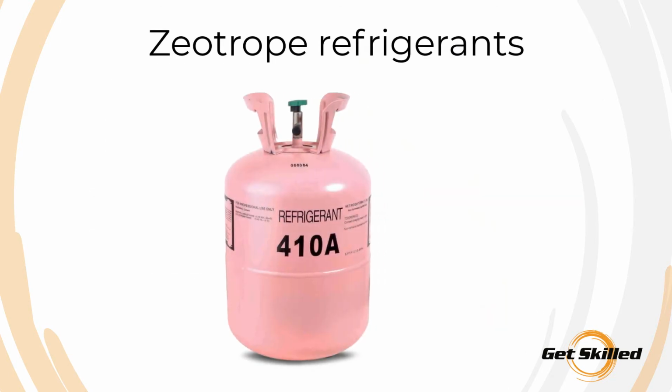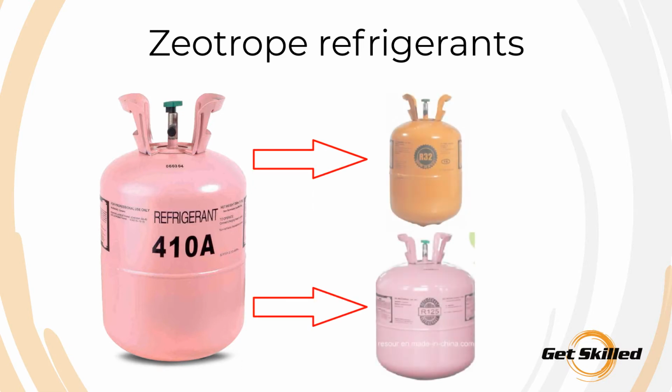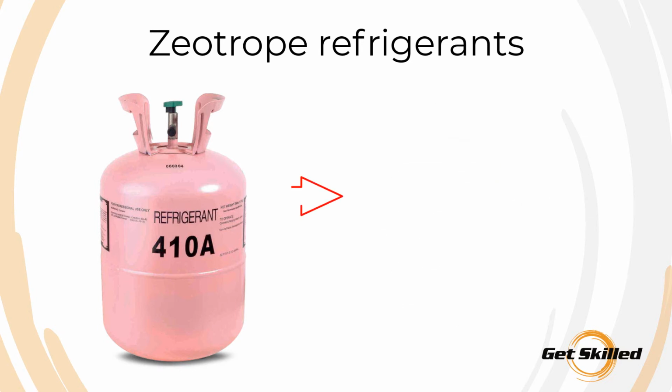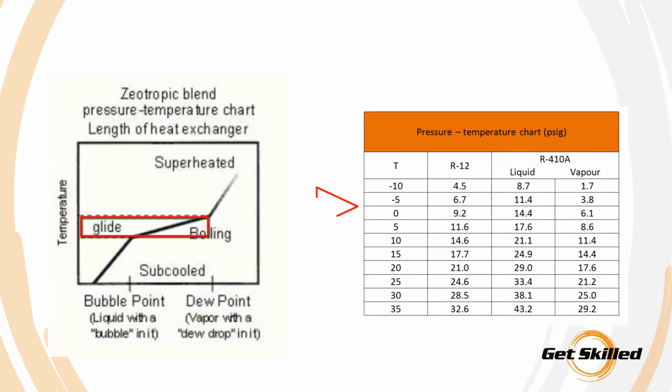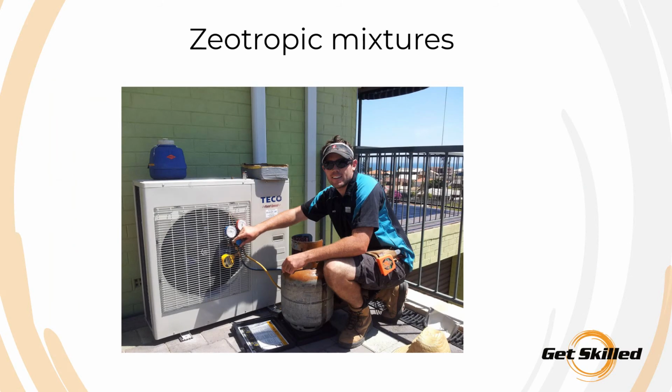Zeotrope refrigerants are also like azeotropes, as they are a blend of two or more single-component refrigerants. These zeotrope blended refrigerants boil and condense at a range of temperatures for a given pressure. Therefore, zeotropic blends cannot be defined by a single pressure-temperature relationship. The temperature glide will cause different values for temperature for each refrigerant at a given pressure. Zeotropic mixtures should be charged into a split system in the liquid state.